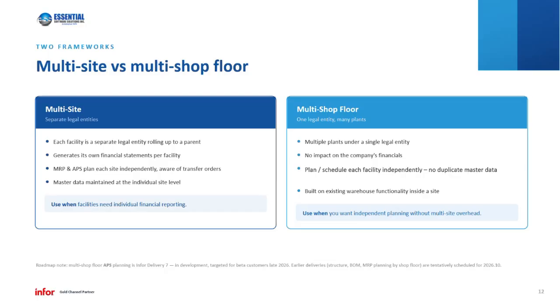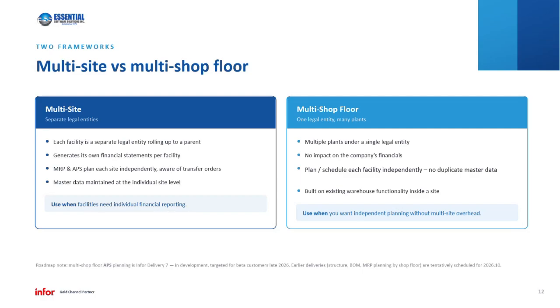Multi-shop floor has been requested by a lot of companies for quite some time because, as I'm sure applies to some of you here on the call, there are many companies out there that have more than one manufacturing facility but one legal entity. So that's what multi-shop floor is meant to achieve. Multiple plants under one legal entity, no impact on financials. However, you will still have independent planning per facility. You won't have a duplication of master data because it's built on the existing warehouse structure inside Sightline within a single site.